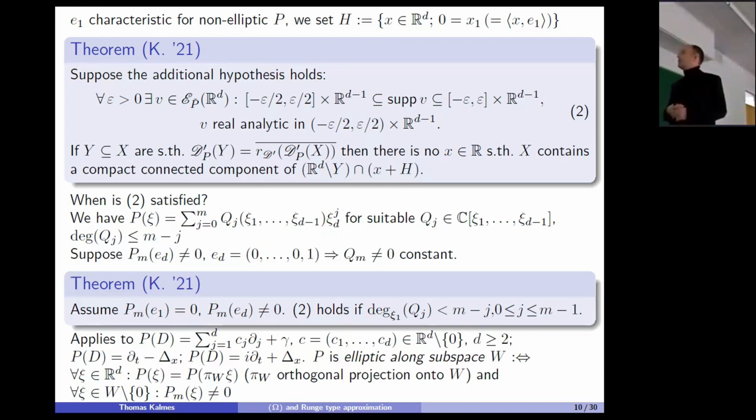Additionally, we can apply these results to the following class of polynomials. We say that a polynomial P acts along a subspace W if the value of P only depends on the orthogonal projection onto the subspace W of a vector, and if for every non-zero vector xi from the subspace, the principal part does not vanish. So you can think of this as elliptic polynomials in fewer variables than d, where the subspace will be the first k variables, let's say, in R^d. Of course, we have to assume that our subspace is different from R^d to have a characteristic vector. Otherwise, the polynomial is elliptic and we don't have characteristic vectors. But in this case, we have the Lax-Malgrange theorem and we don't have to study anything at all.